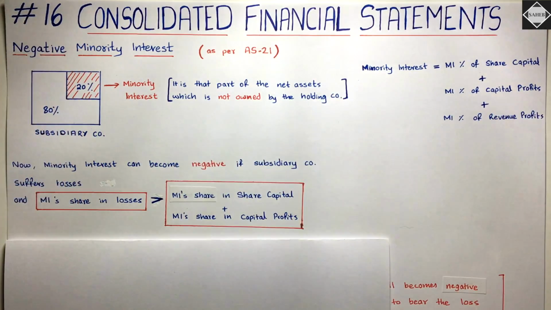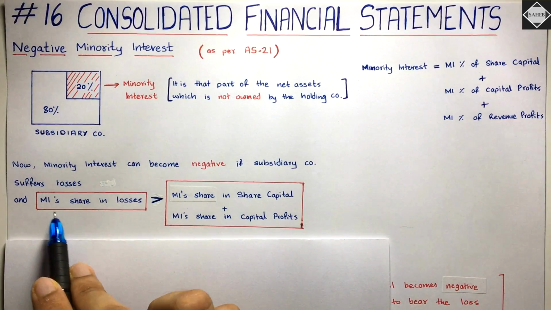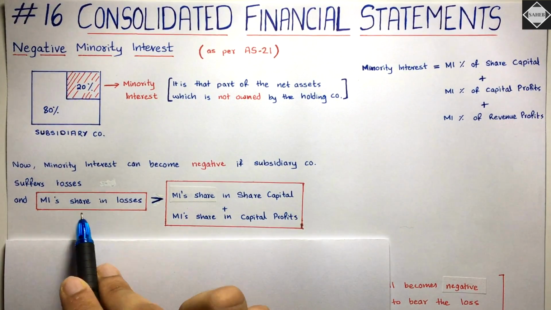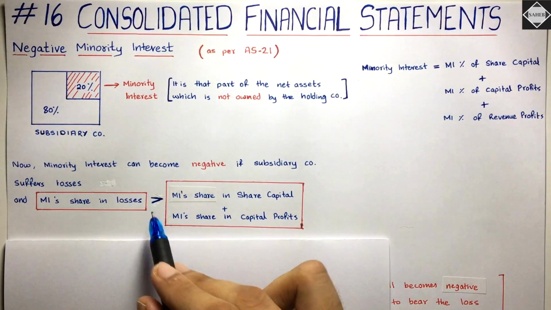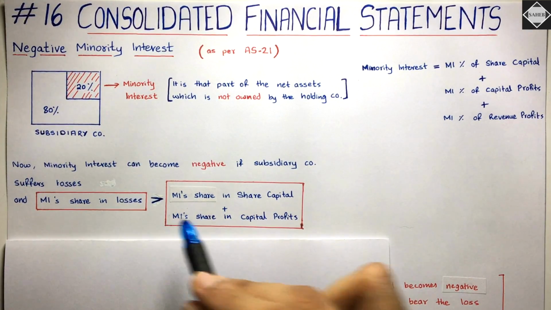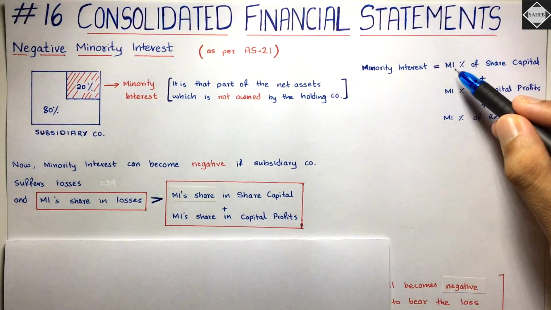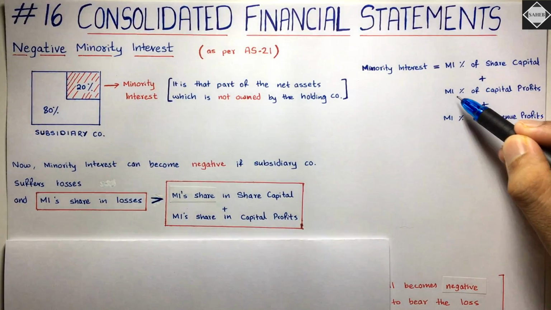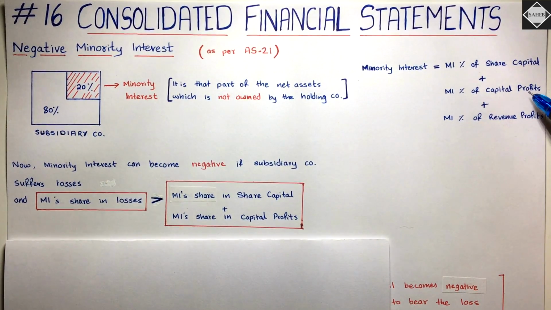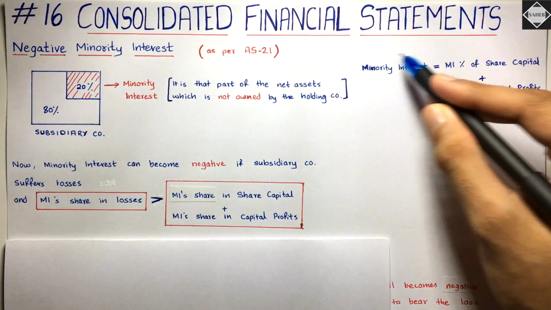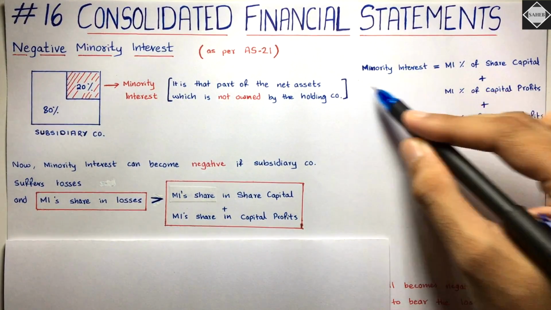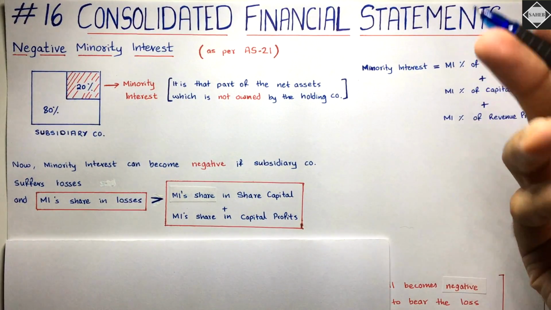If there are losses, then what can happen? The minority interest's share in the subsidiary's losses may become more than the MI percentage of share capital plus the MI percentage of capital profits. If that happens, then the end figure of minority interest will become negative.